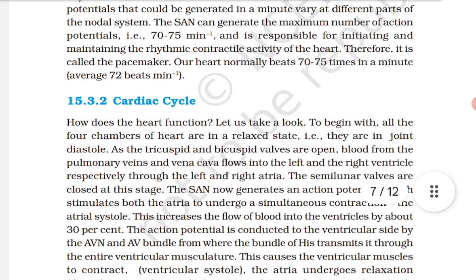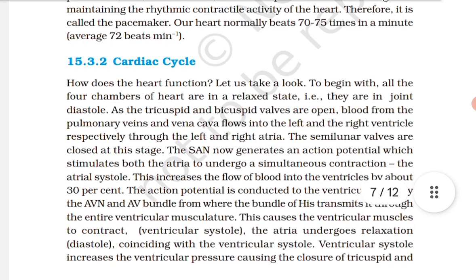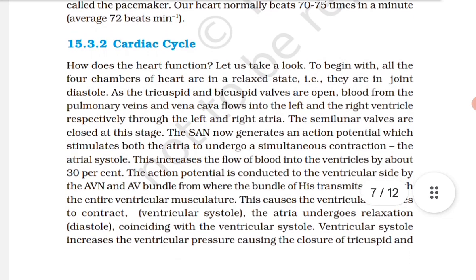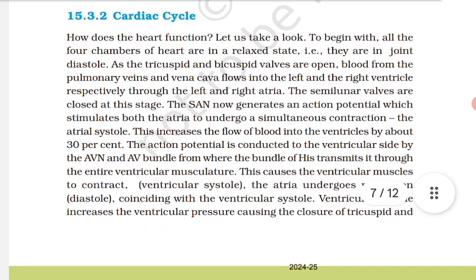The openings of the right and the left ventricle into the pulmonary artery and the aorta respectively are provided with semilunar valves. The right ventricle opens into the pulmonary artery and the left into the aorta. The valves in the heart allow the flow of blood only in one direction, that is from atria to the ventricle and from ventricle to the pulmonary artery or aorta.